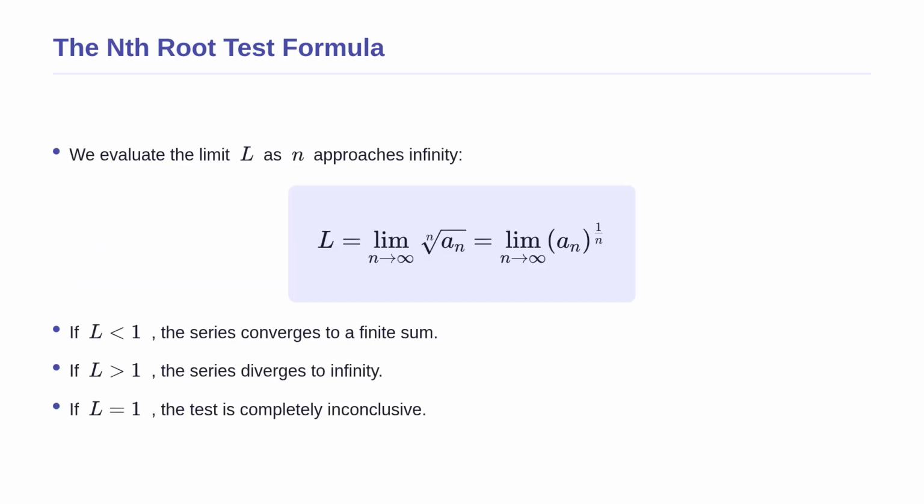This brings us to the mathematical heart of the test. We calculate a special limit called L. We take the limit as n approaches infinity of the nth root of the nth term. The symbol a sub n represents the formula for the numbers we are adding. Taking the nth root, or raising to the power of 1 over n, strips away any nth power present in the term. If the resulting limit L is less than 1, the series converges. If L is greater than 1, it diverges. If L equals exactly 1, the test is inconclusive and we must try something else.